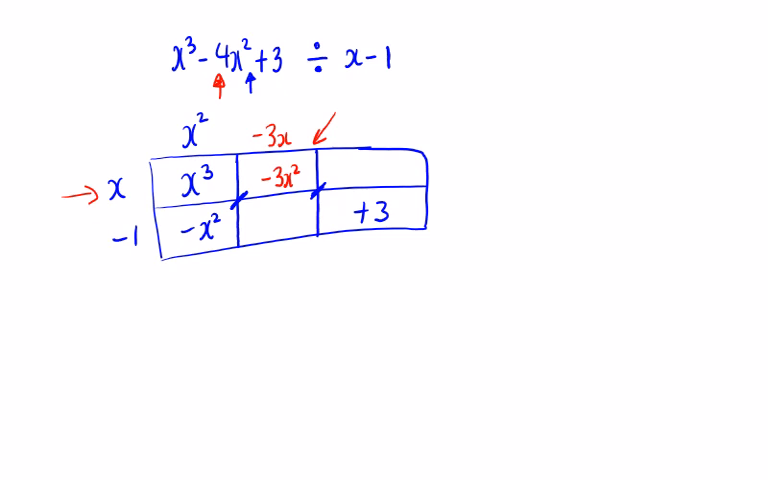Minus 3x by minus 1 is plus 3x. And we know we need to have no x's, so minus 3x, and then x into minus 3x is minus 3. Is minus 3 by minus 1 plus 3? Yes, it is. So our answer is x squared minus 3x minus 3.